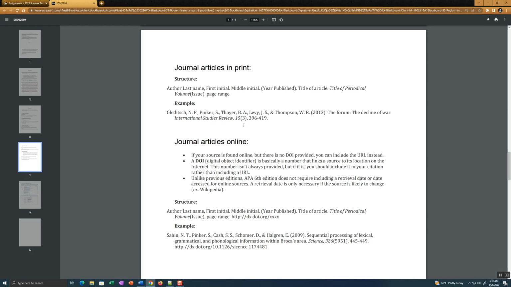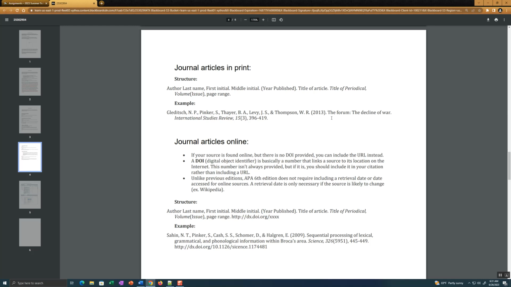And here is the article, basically the journal number right here, or volume number of the journal. This is volume 15. Before that, you have the actual journal title, which is International Studies Review. You see that's in parentheses. So the journal title's in parentheses, not the title of the article.